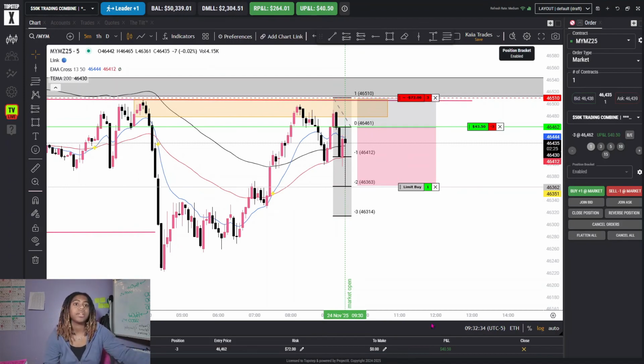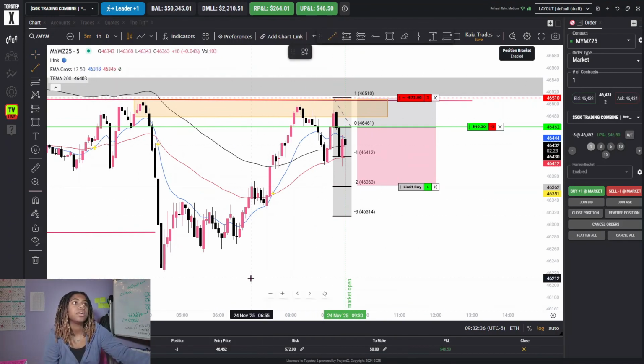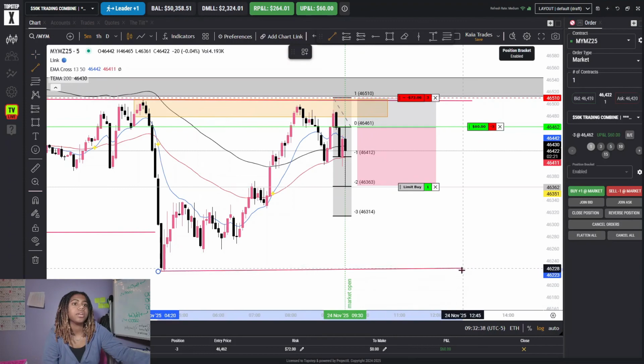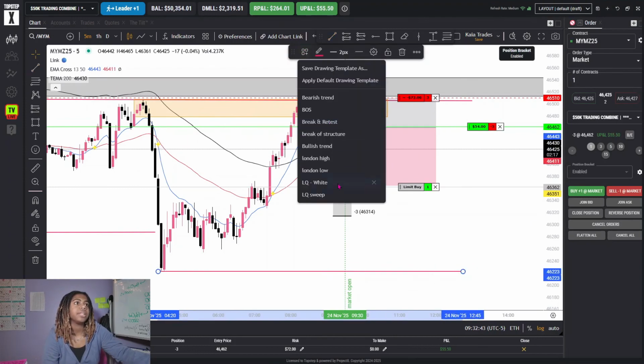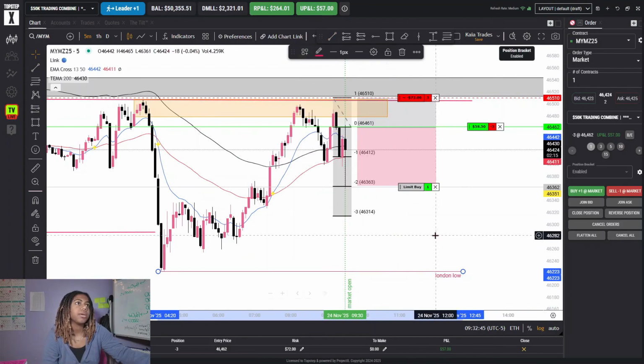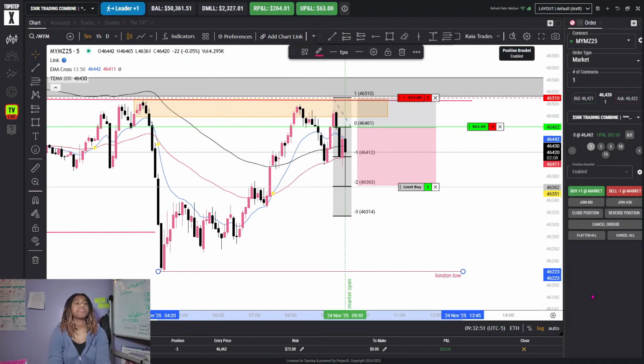It has not swept London lows yet, so let's just hope that it goes for those. If it does, great. If it doesn't, so be it. And that's just kind of London's highs. So we'll see what it wants to do. There is a 1 hour zone up there, but everything is going to stay the same for me.